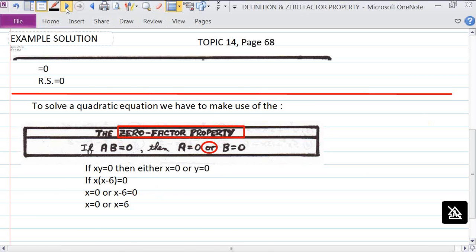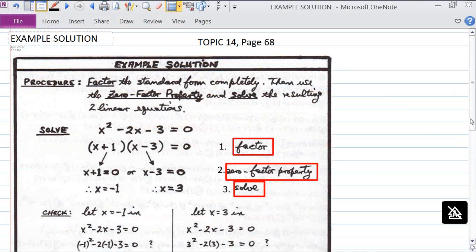Don't worry, we're going to see many instances of how to use this. So the procedure is first we factor the standard form completely, then use the zero factor property and solve the resulting two linear equations. First of all, let's do this. This is the given equation. We have to find the values of x that make this equal to 0.